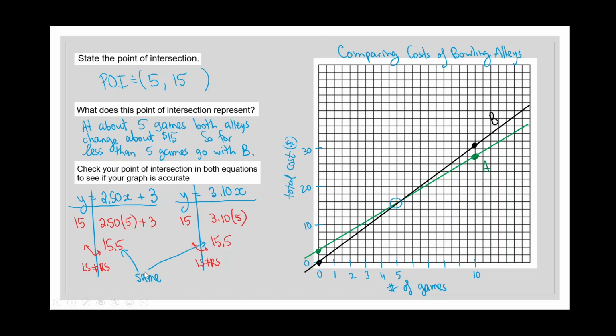So because they are the same, I can actually modify my POI to be 5 games and $15.50. If you cannot do that because it's too hard to estimate and you don't want to redo the question, don't worry about it. Leave it as an estimate and just say, I have an error in my solution.